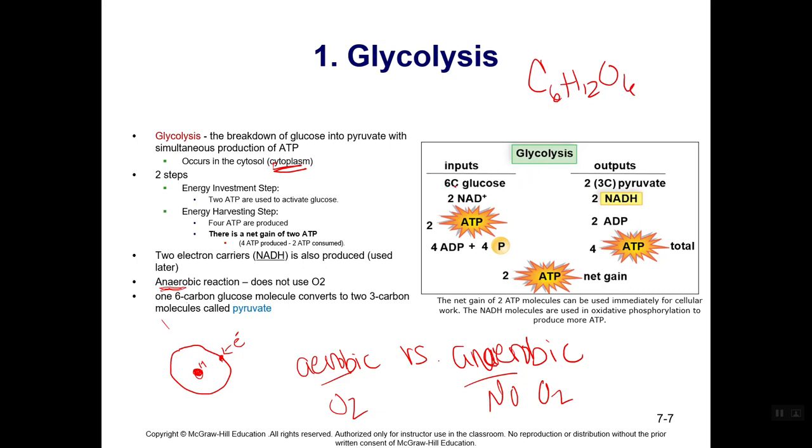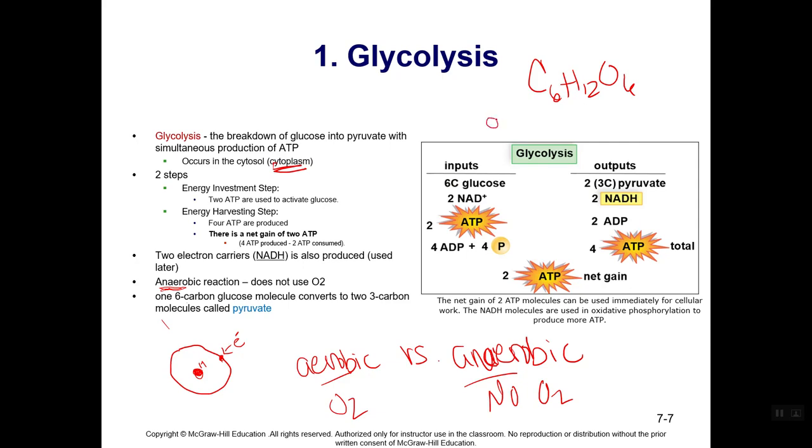So we have our 6-carbon glucose, 2 NAD pluses, 2 ATPs, because of course that's the 2 we are investing, and then we also have 4 ADPs and 4 phosphate groups. We're going to have those in order to form ATP by adding these 4 phosphates to these 4 ADPs to get our total of 4 ATPs total. Okay, so our outputs are listed here. We're going to have an output of 2 pyruvates, which are 3-carbon molecules because we broke it down from glucose.